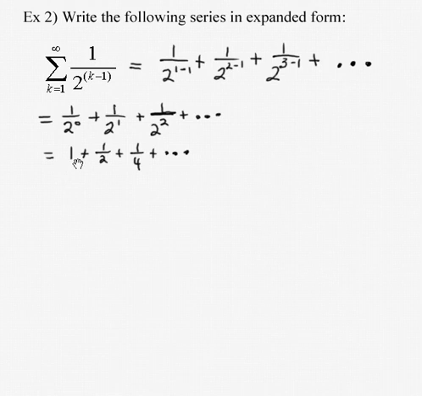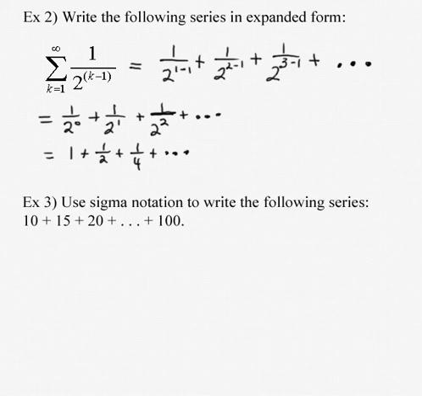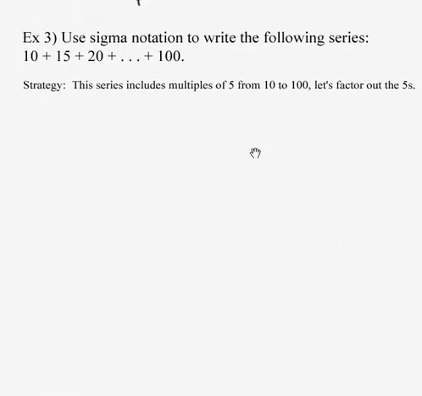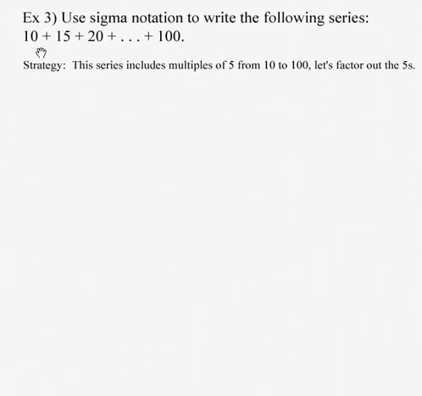So we have the series 1 plus 1/2 plus 1/4 plus etc., etc. We have an infinite series. What we'd like to do now is to try to go back the other direction and take our series and try to write it in sigma notation. So we have 10 plus 15 plus 20 plus ... plus 100. And a couple ways to do that.